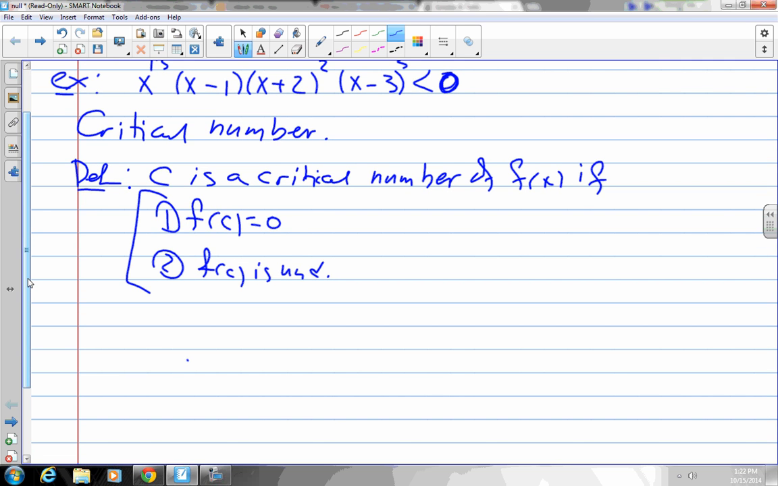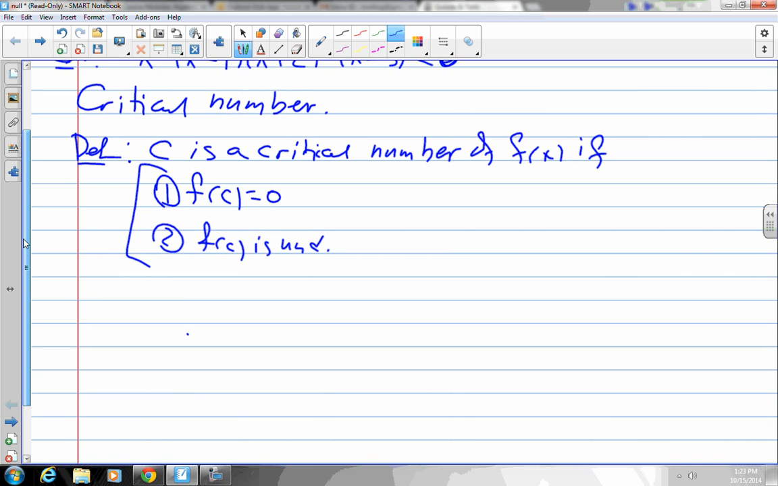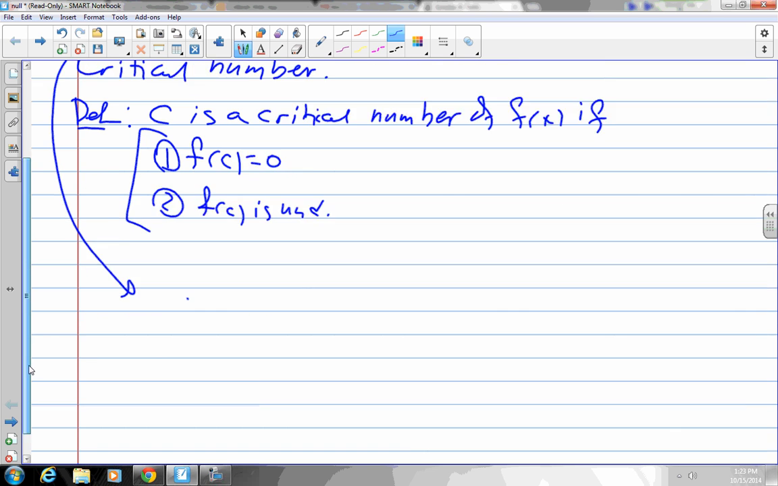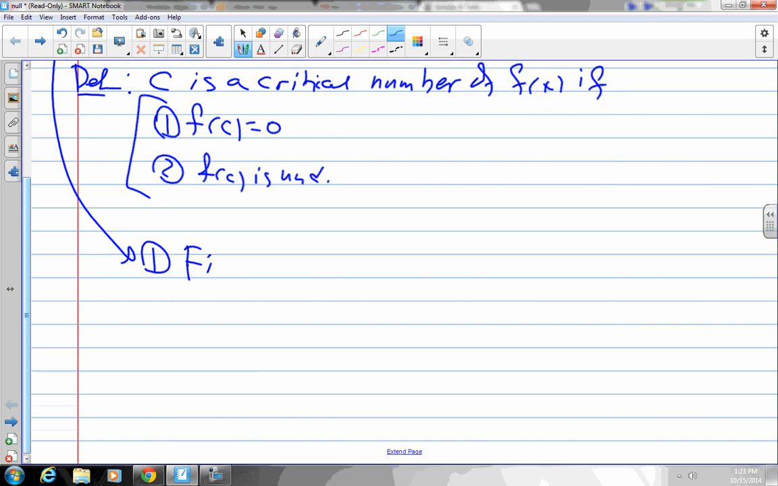But anyways, these are zeros and asymptotes, right? Whatever makes a function equal 0, whatever makes a function undefined, right? Zeros and asymptotes. So when we're trying to solve a nonlinear inequality, first step is to find critical numbers. Actually, that's a second step. I'll tell you what the first step is later.